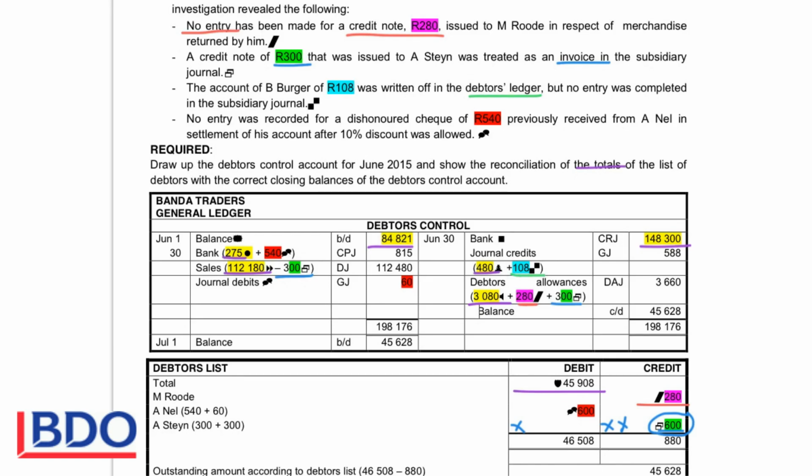No entry was recorded for a dishonored check previously received from A&L in settlement of his account after 10% discount was allowed. No entry was recorded. That means that we have to correct it in the debtors control account and in the debtors list. We will first pay attention to the calculation.